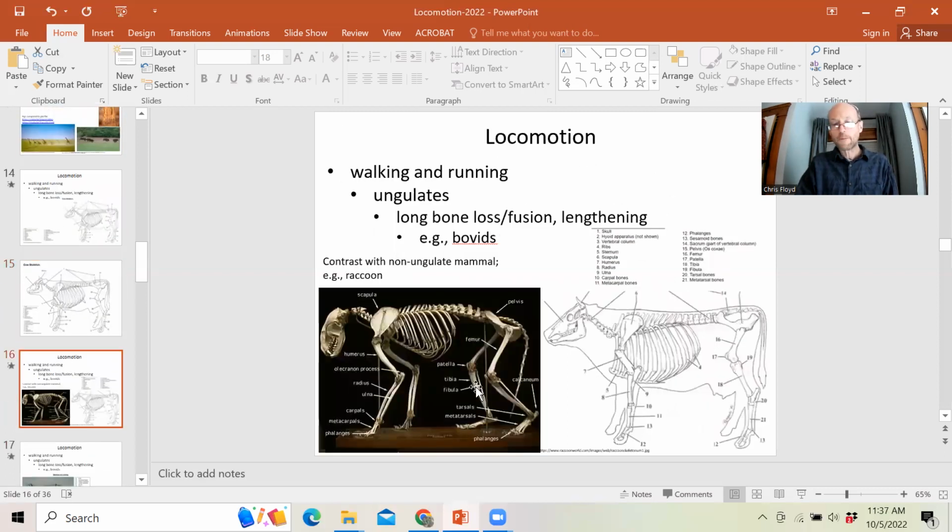Similarly, even in a cat. Actually, this is not comparing to a cat. This is a non-ungulate, so this would be more like a human here. You have completely separate radius and ulna that just line up parallel to each other. But if you look back here, you have a functional fibula. It's not very large, but it still functions, and it's also a brace. You don't have fusion of the metatarsals, or the metacarpals.